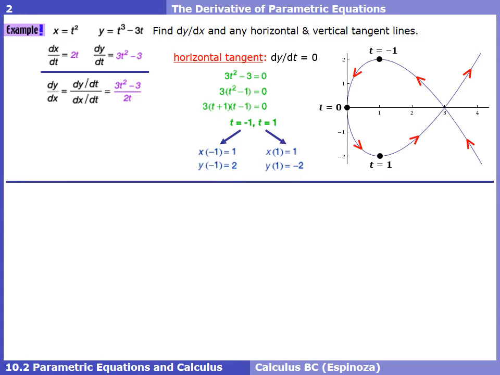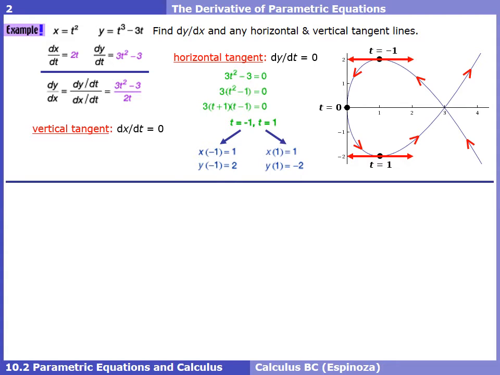If we take t equals 1 and plug it into our equations above, we'll get our x coordinate to be 1, and we'll get our y coordinate to be -2. Again, you can clearly see that in the pictures above, so I'll go ahead and draw those horizontal tangents in for illustration.